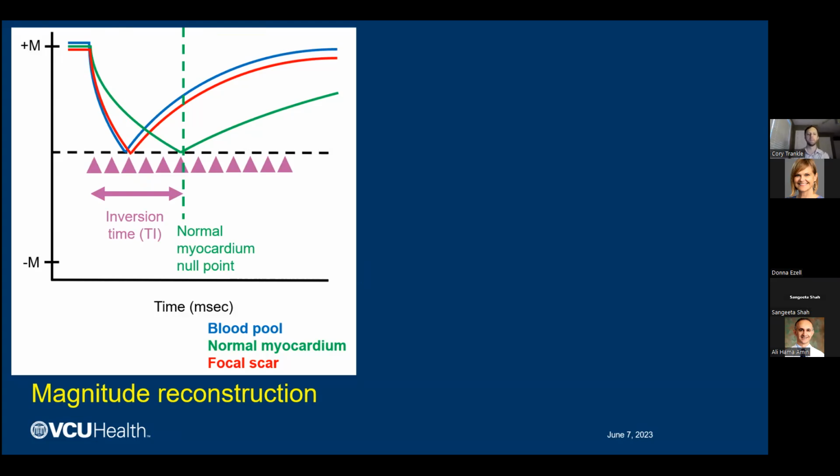Every time we take an image with gadolinium enhanced imaging, we set the inversion time. It will administer an inversion pulse, and we wait a set amount of time, our inversion time or our TI, and then acquire the image, so that we know the normal myocardium should appear black since it's on this zero line, and focal scar and blood pool should appear some shade of bright white.